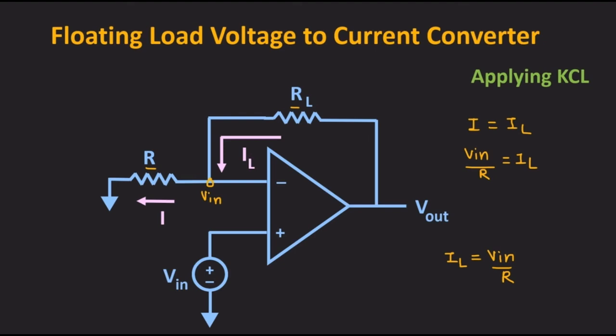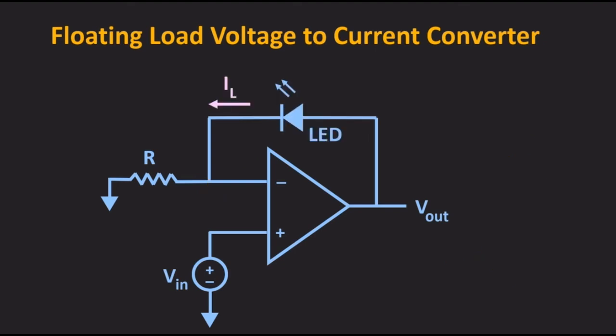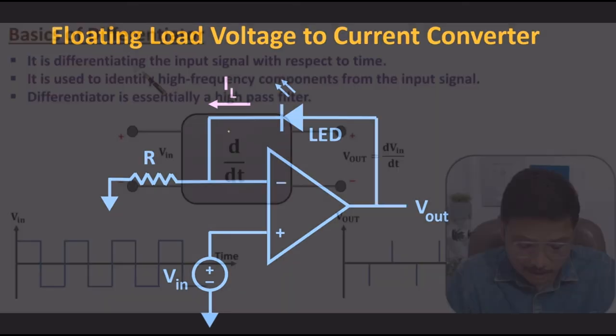This type of circuit can be used to drive LEDs because once you set the value of this resistor R and the input voltage V in, the current flowing through this LED will be constant. Now if you change the value of this input voltage, then the current flowing through this LED will change. And you can use this circuit to test the brightness of different LEDs for a constant input current. Signal with respect to time.